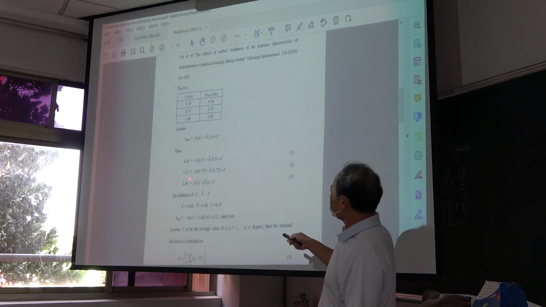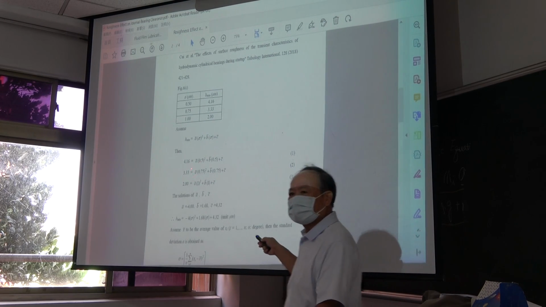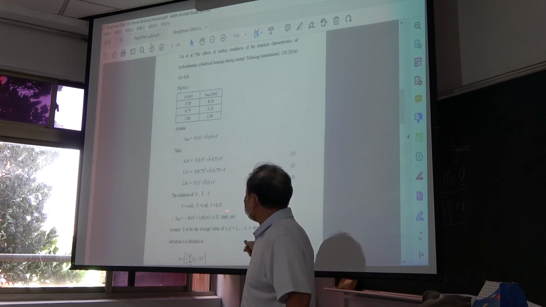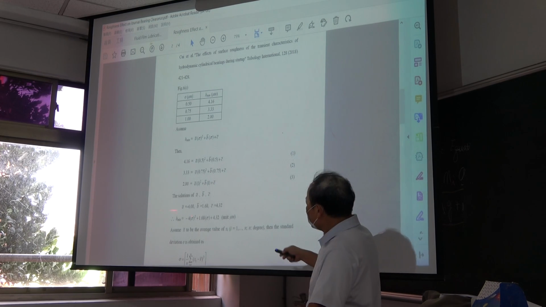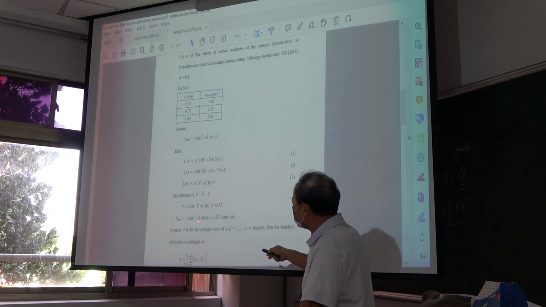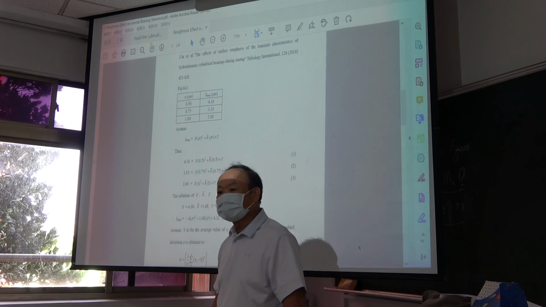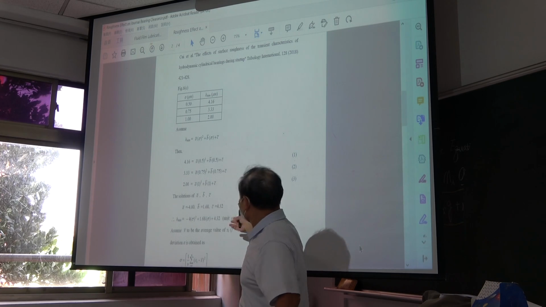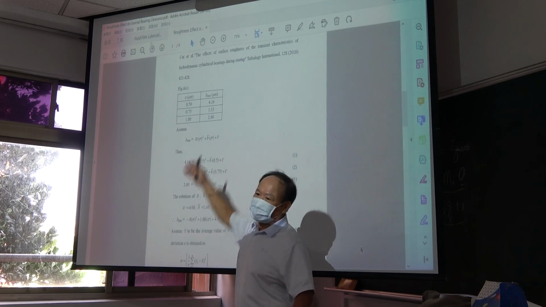Then from the algebraic equations we can determine A, B, C to be here. So H minima should be this value, a function of the standard deviation. All right, that's it. All of it just comes from the experiment data.